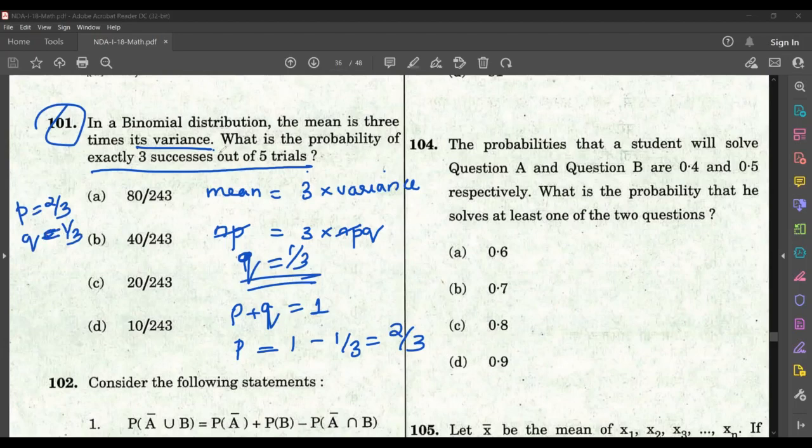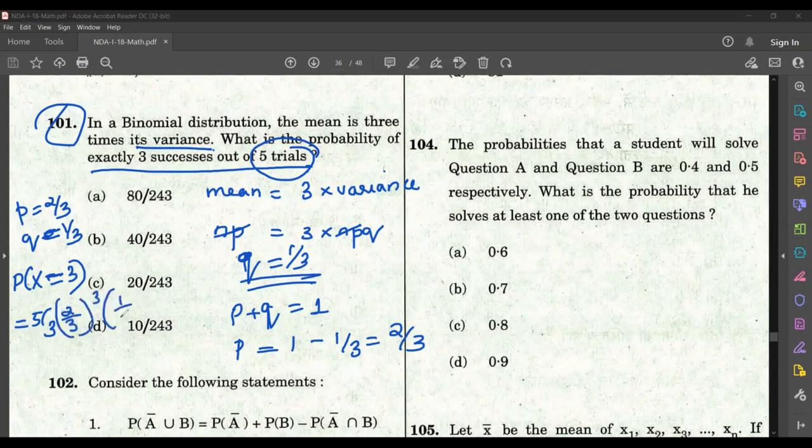Now listen, what is asked? Probability of exactly 3 successes out of 5 trials. So P of X equal to 3 is what we have to find out. So what is the formula? That is 5C3. That means there are 5 trials and 3 successes. So 5C3, P raised to 3. That is 2 by 3 raised to 3.